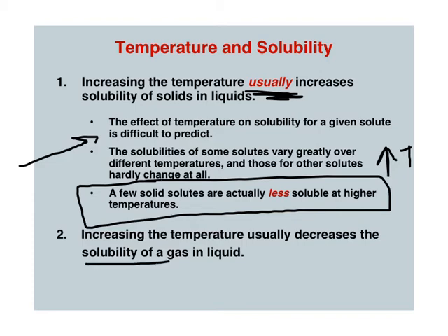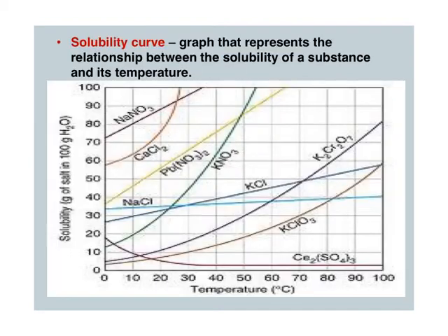Notice though, for a gas, increasing the temperature usually decreases solubility of the gas in a liquid, okay? So it's a little different if we're talking about a gas dissolved in a liquid solvent. This right here is an example of a solubility curve. This graph represents the relationship between solubility and temperature. Again, notice this is 100 grams of water, and look at the specific temperatures. Notice these are all in Celsius, not Kelvin.